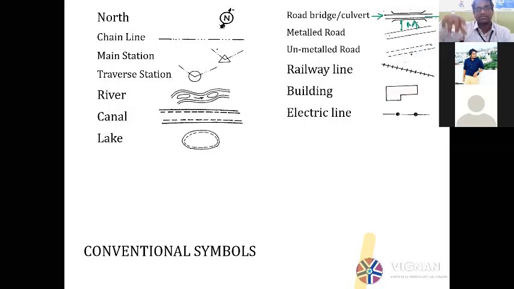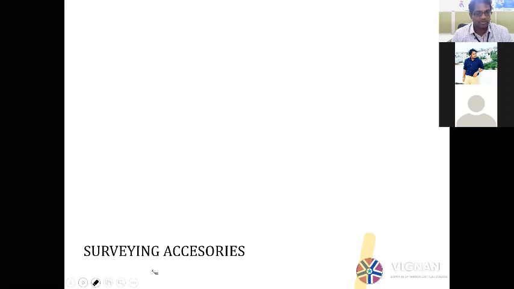So we will construct a bridge there, and a bridge will be represented in that way. A metal road has two lines, an unmetal road has a dash line. A railway line has a thick line, then these lines, then the building line, then the electrical line. The electrical line is very important, right? Majority of people forget to mention it, but it's very important. So let us go to the next slide.